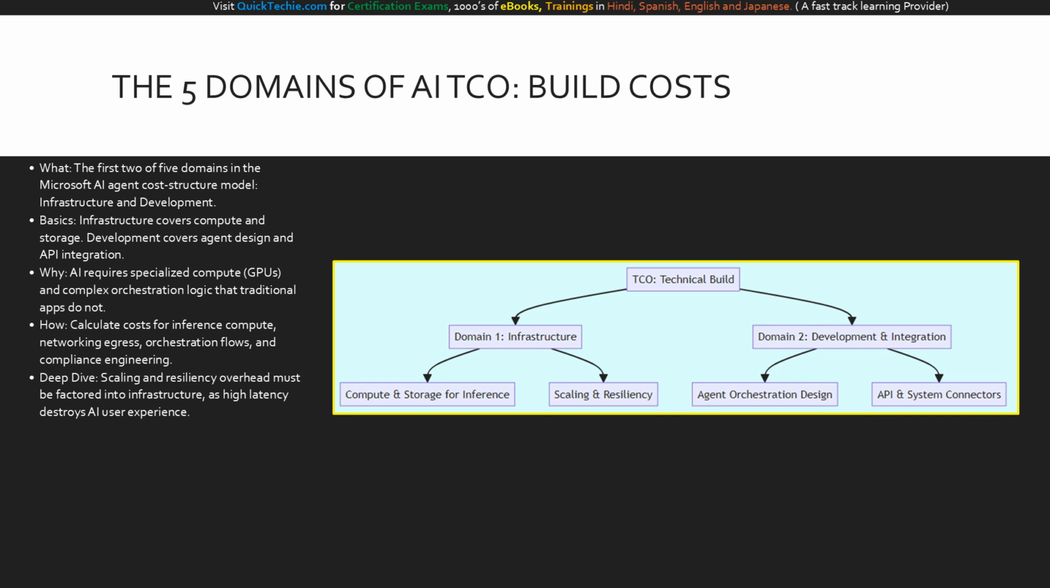Why are these costs unique? Because AI workloads require specialized, often expensive compute power like GPUs, and the integration involves complex governance engineering that traditional software does not. How do we calculate this? You must forecast costs for inference compute, network egress, and the hours spent on compliance engineering.